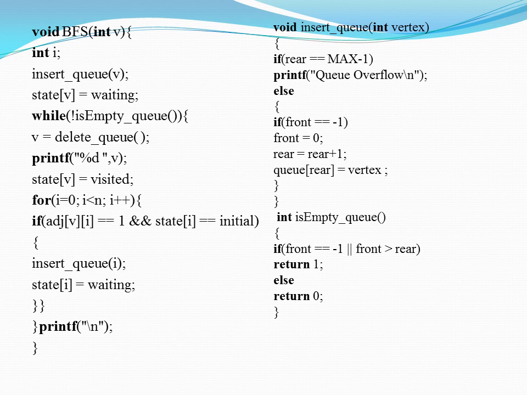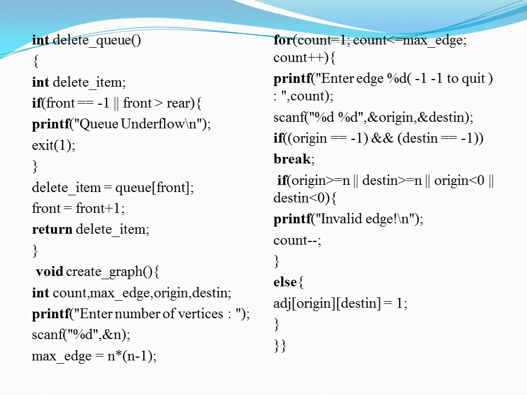Then the is empty queue method. If front equal to minus 1 and front greater than rear, it means the queue is empty. So it returns 1, otherwise it returns 0.